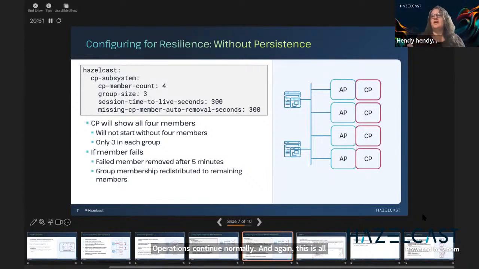And again, this is all happening in the background. Your application is not going to be aware that this is happening. It's not going to affect your performance. This is literally just configuring for resilience, right? Configuring for that extra something goes wrong.